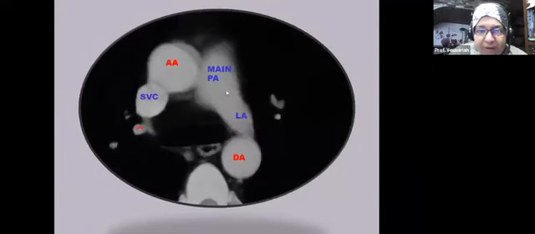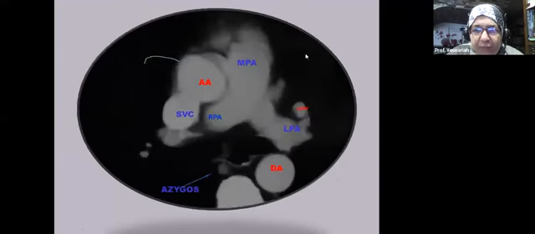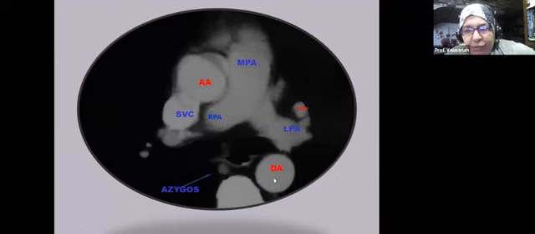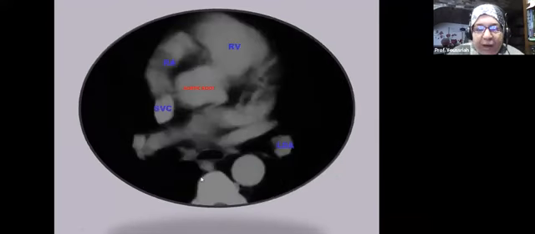Now, at this level, we have the main pulmonary artery, the left pulmonary artery, the ascending aorta anteriorly, the descending aorta posteriorly, and the superior vena cava and the superior pulmonary vein. Here we have the main pulmonary artery, left pulmonary, right pulmonary again, and ascending aorta, descending aorta, superior vena cava, and we can see now the left superior pulmonary vein. We are here below the level of the hilum, so we start to see the azygos vein, as you can see. It was not seen before, and it will continue to the upper abdomen.